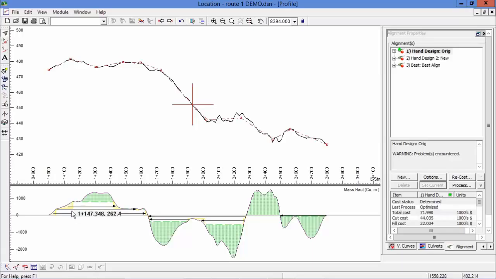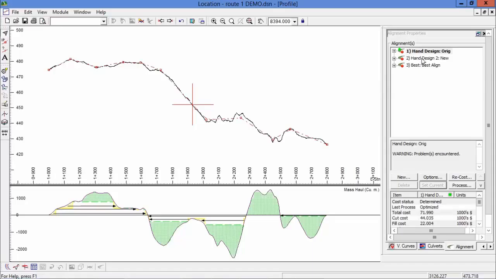So the point here I want to make is that the mass flow diagram, as you can see, is balanced here. At the end of the alignment, the cut equals the fill. So this is a proposed alignment. It's actually quite easy to tweak the vertical alignment to come up with a different balanced alignment. You just have to move around the IPs right there. I've done that actually, and that's what I call here Hand Design 2.